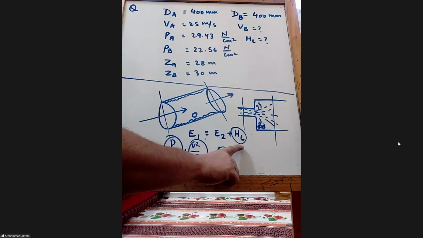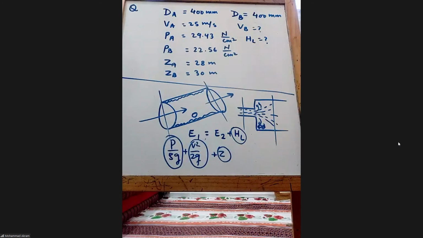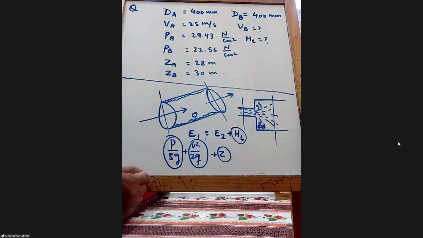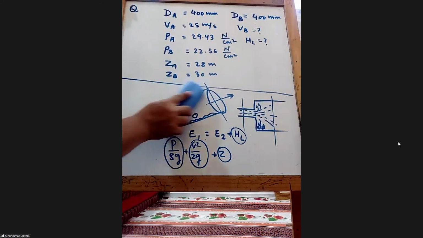If this loss of head is 0, then what will happen? The energy at equal levels will be equal. This loss is very small compared to the energy, but we consider that we have this value. Let's solve this problem, it will be clear to you.